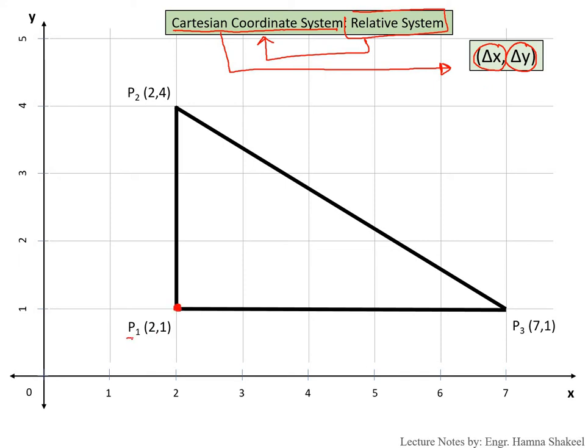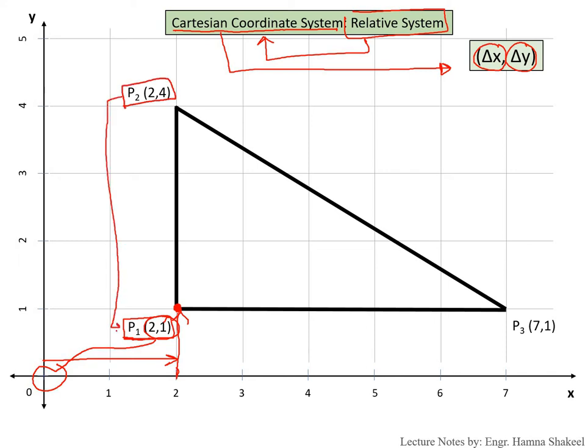For point number P1, you're going to use the absolute system because this is the starting point. So the horizontal distance here is 2 and the vertical distance here is 1. So for point P1, the location is with respect to the origin. If you move on to P2, you have to define the location of P2 with respect to the location of P1. The absolute location of P2 is 2, 4 and the absolute location of P1 is 2, 1.